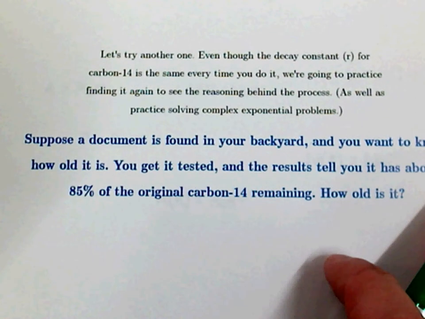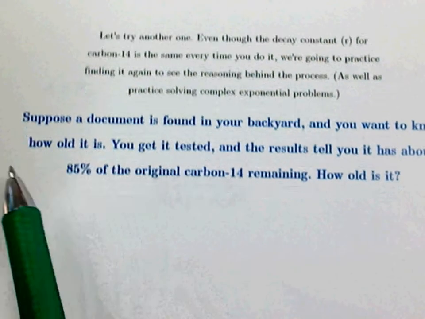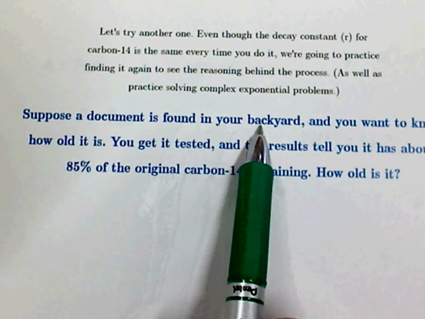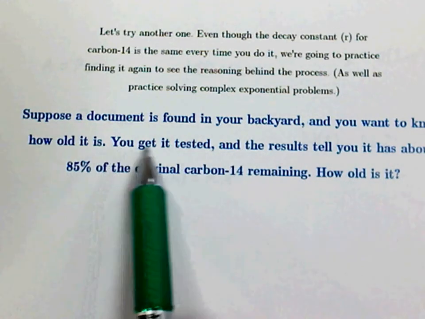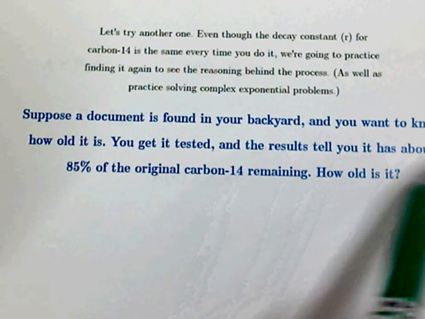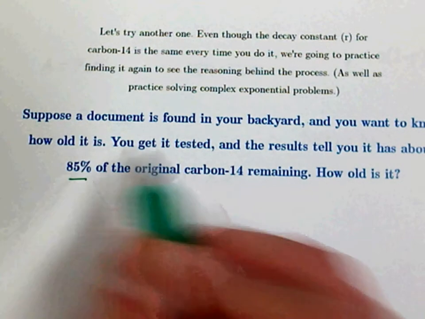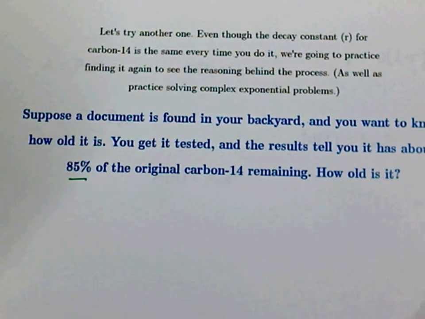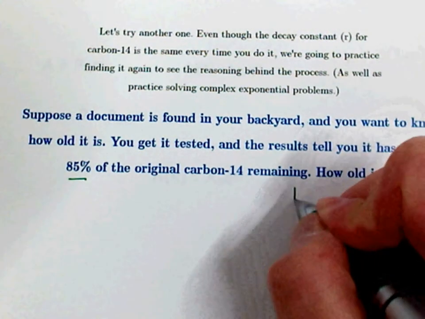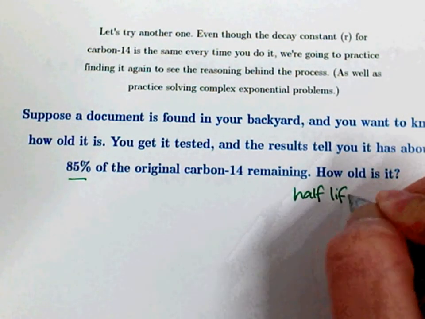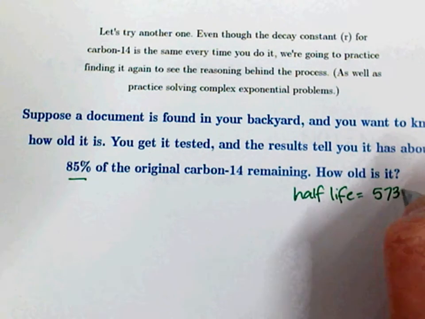Alright, suppose a document is found in your backyard and you want to know how old it is. You get it tested and the results tell you it has 85% of the carbon-14 remaining. How old is it? Okay. Now remember, half-life is 5,730 years for carbon-14.